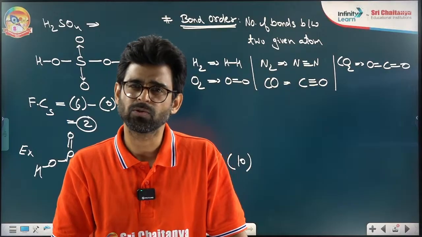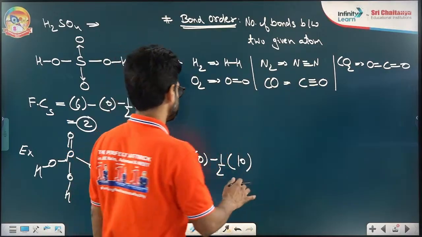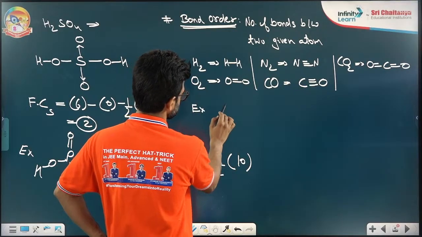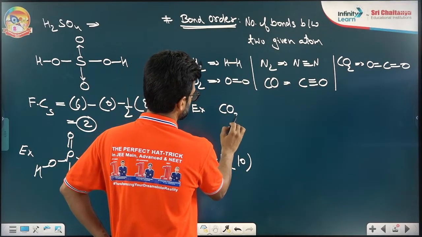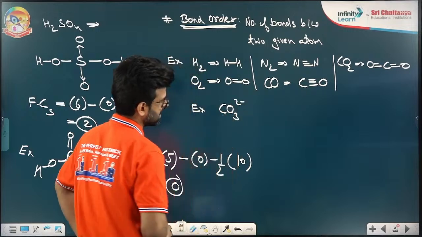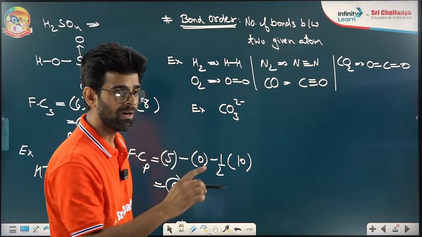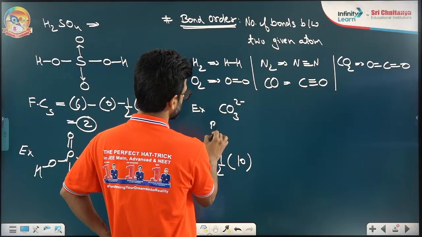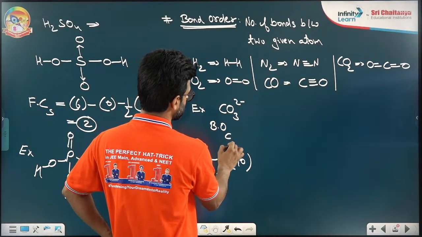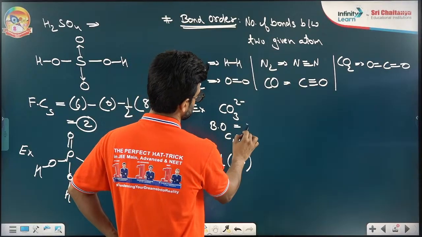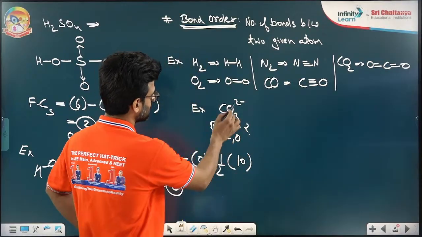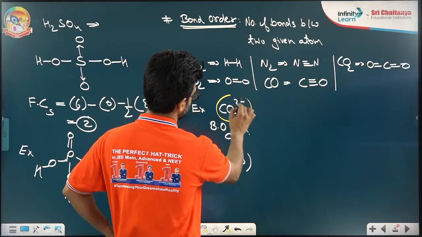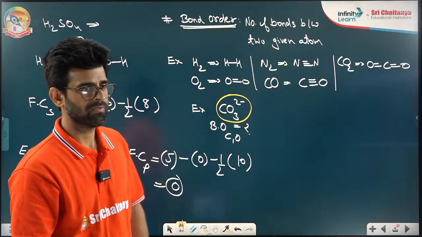So I'm giving one or two questions on that basis, and we'll check. I'm taking the first and most common example here, the carbonate ion, CO3 2 negative. They're asking the question: in the carbonate ion, please find the bond order between carbon and oxygen.